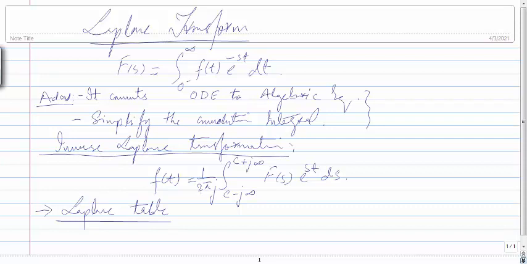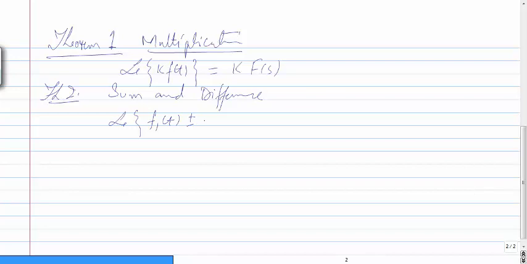There are a few theorems that we need to discuss today. Theorem 1 is for multiplication. It's very simple: if you take the Laplace transform of a scalar multiplied by the time function, it is equal to k times F of s. Theorem 2 is for sum and difference. Because the Laplace transform follows linearity, this is equal to the Laplace of f1 plus minus the Laplace of f2.